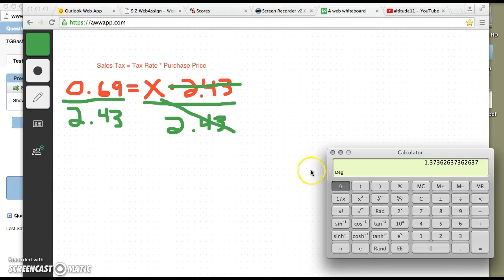So we have 0.69 divided by 2.43, and that is equal to 0.28395.